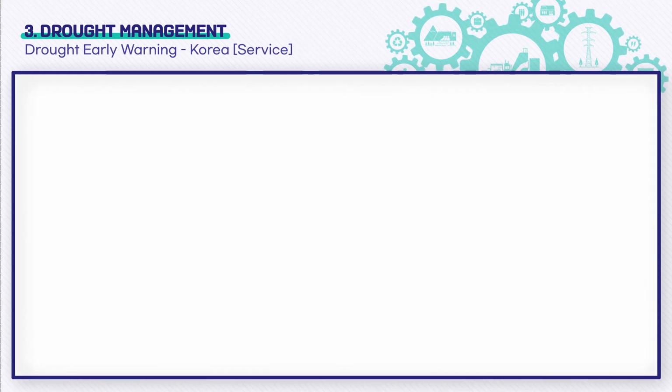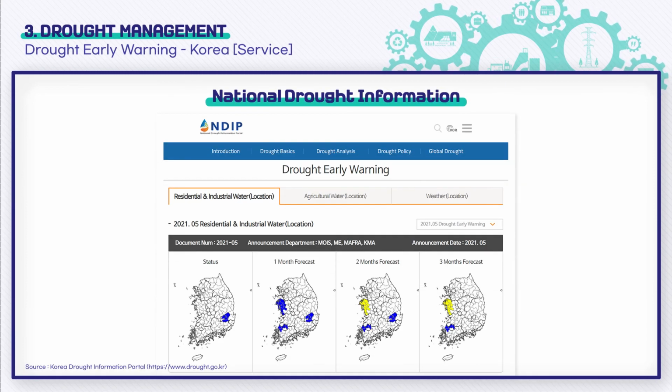The produced information must be delivered to the general public. The Korean Drought Information Portal produces and services all integrated information related to droughts. The current state of droughts and prospected information of each region are provided each week, month, and season.